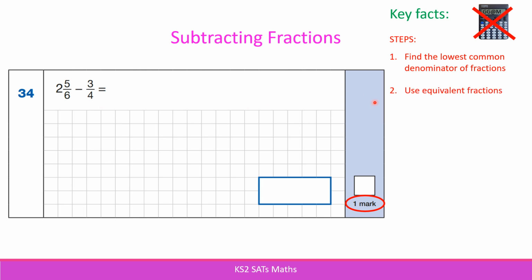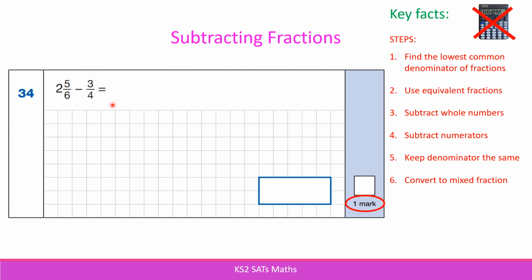You're then going to use equivalent fractions, subtract the whole numbers, subtract your numerators, which are the numbers at the top of your fraction. Your denominator stays the same, and then you're going to convert your answer to a mixed fraction if you need to, and cancel the fraction again if you need to. So these last two steps may or may not be relevant.